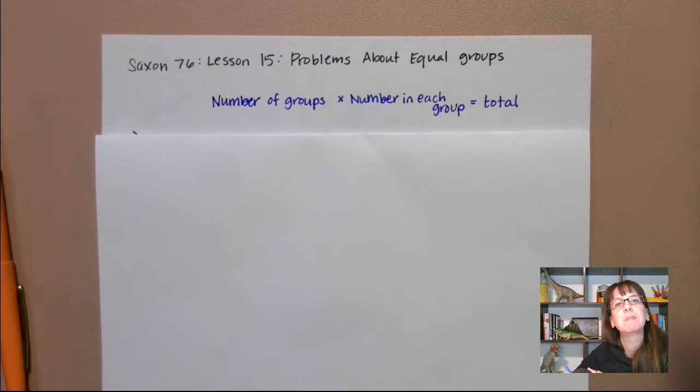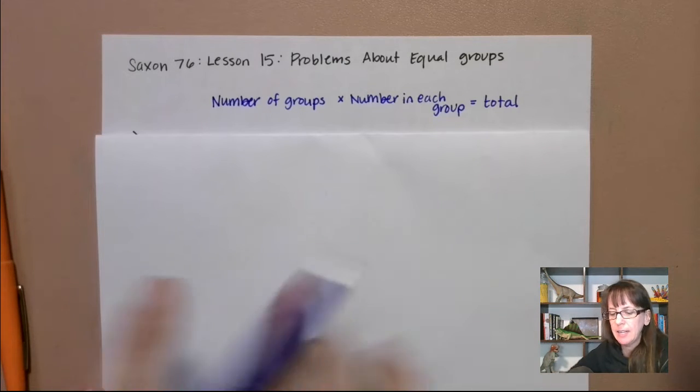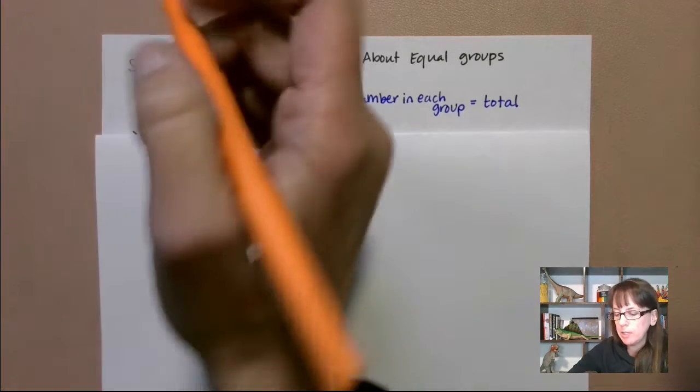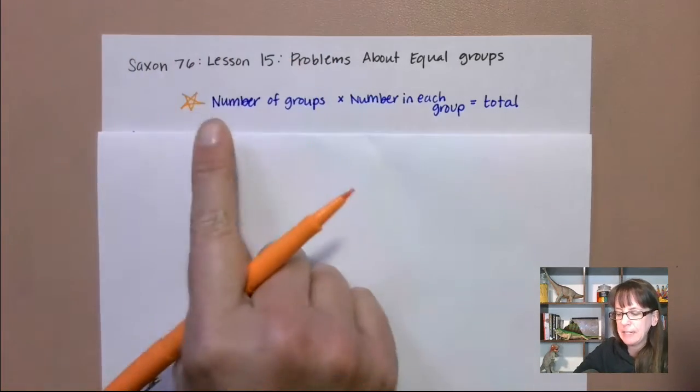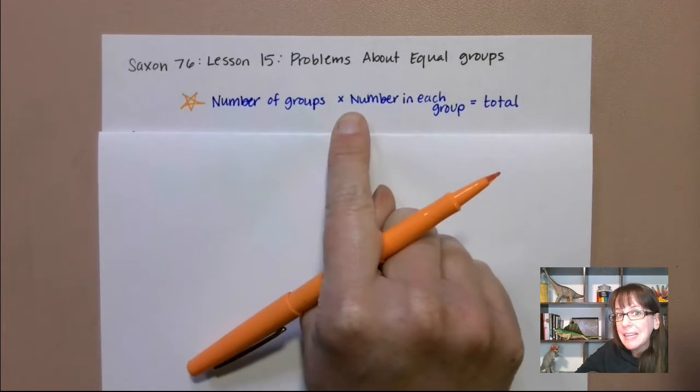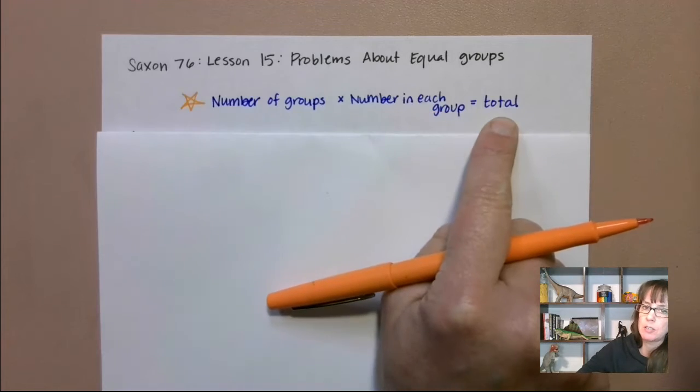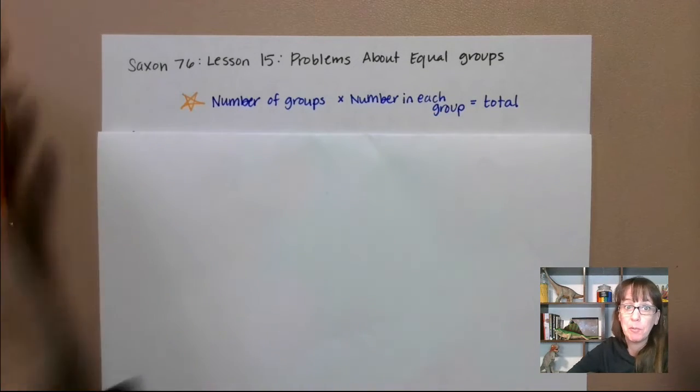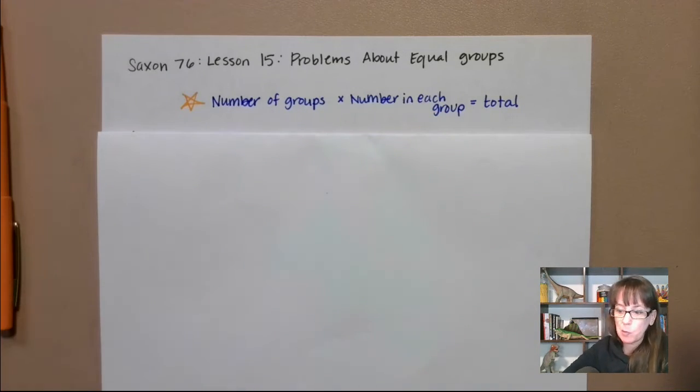These are word problems where you have equal groups. It's vitally important that you grab your notebook and write this pattern down that I have here. Number of groups times the number in each group will give us our total. This information will be really helpful as we're solving these problems.